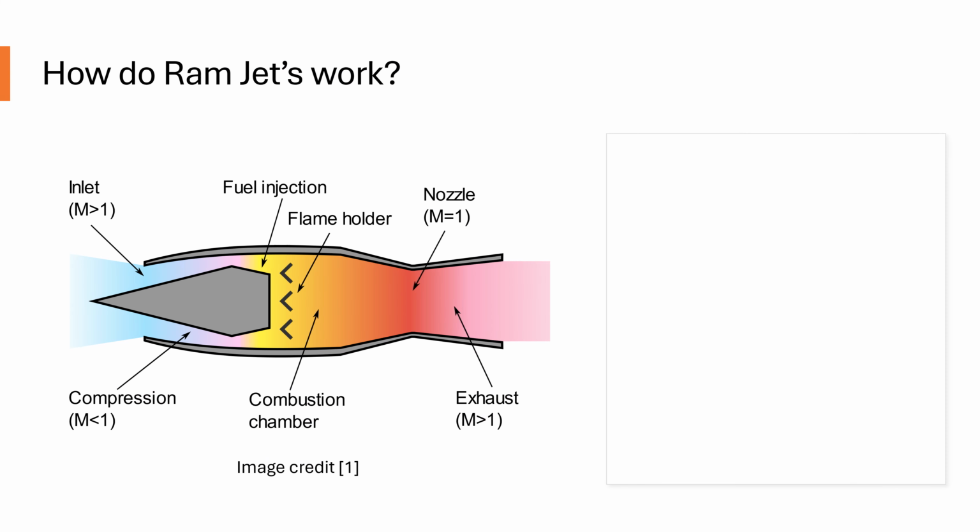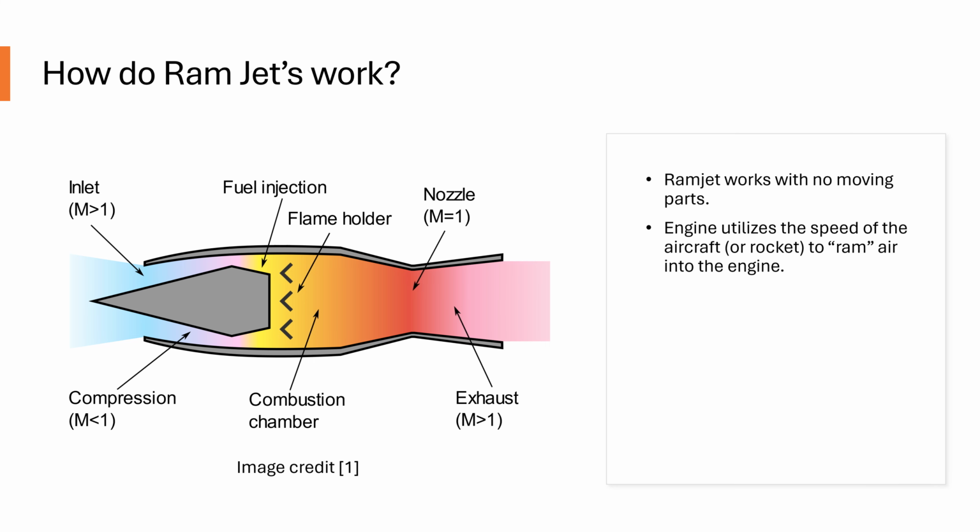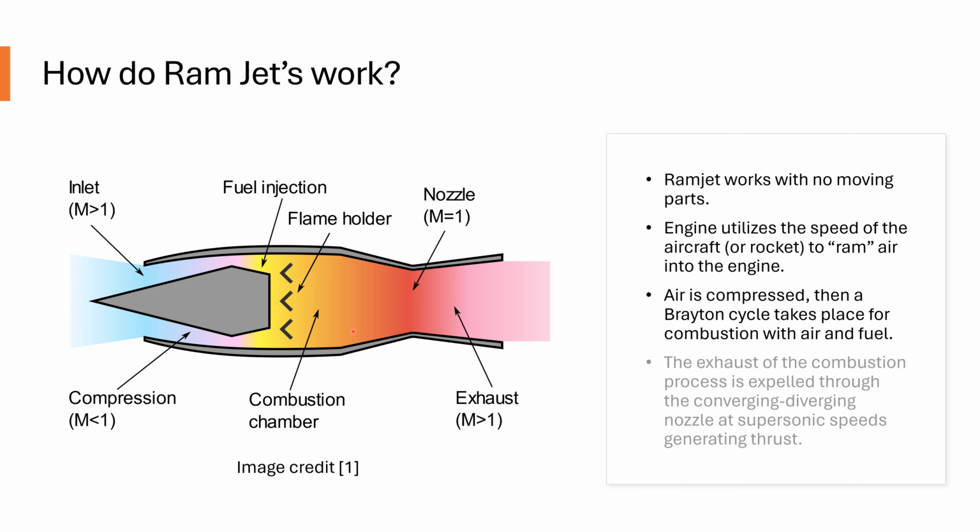Alright, so how do these ramjets work? Well, first, there are no moving parts with the exception of a fuel pump. The engine actually utilizes the speed of the aircraft to ram the air into the engine over here. Using a specialized geometry, the air is compressed, and then in the combustion chamber, a Brayton cycle takes place with combustion between the compressed air and fuel. The exhaust is then expelled into a converging-diverging nozzle, in which the exhaust outside of the nozzle exit is essentially where the thrust is generated for the ramjet.